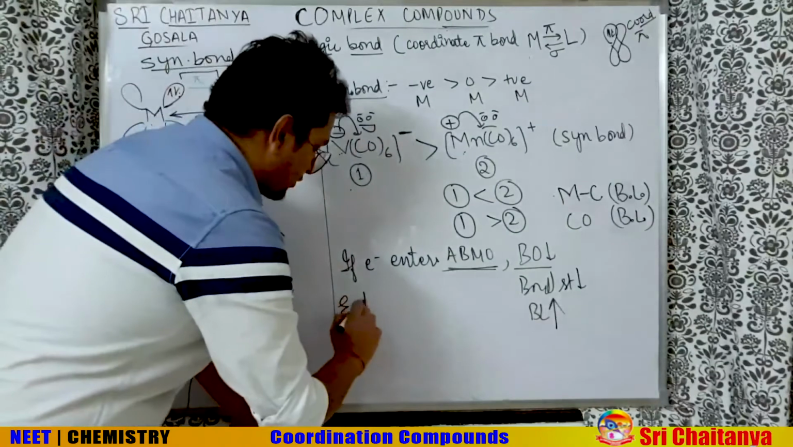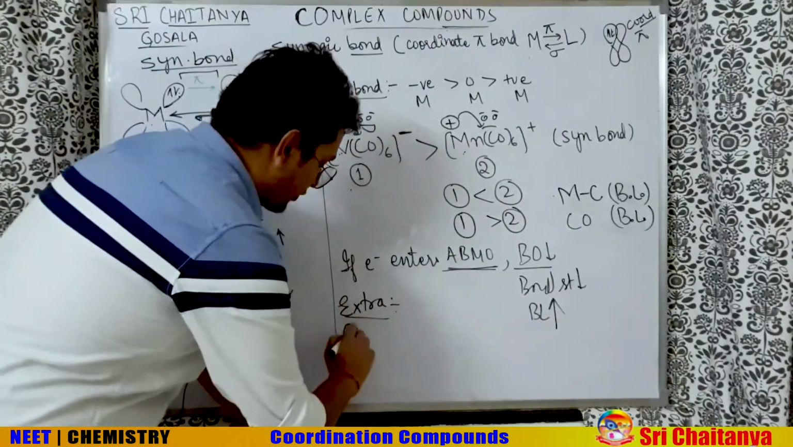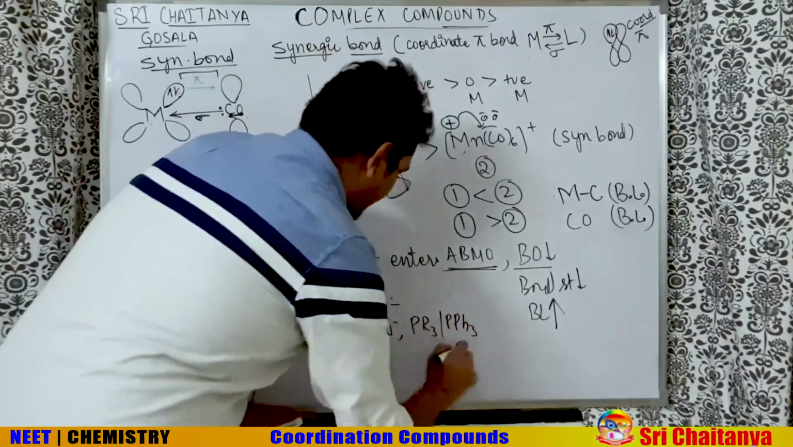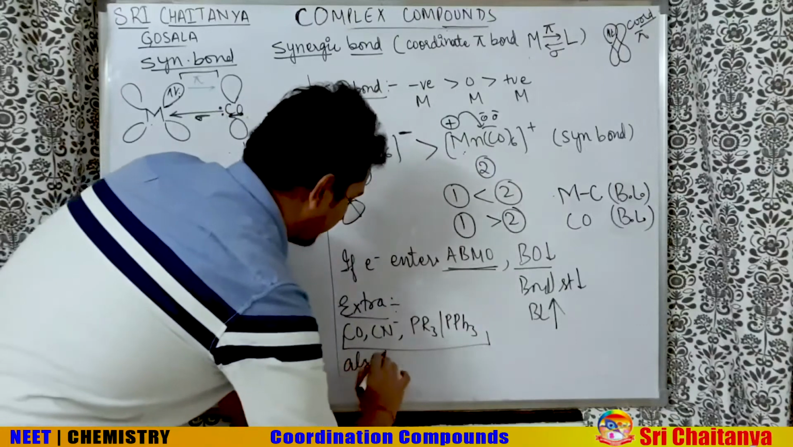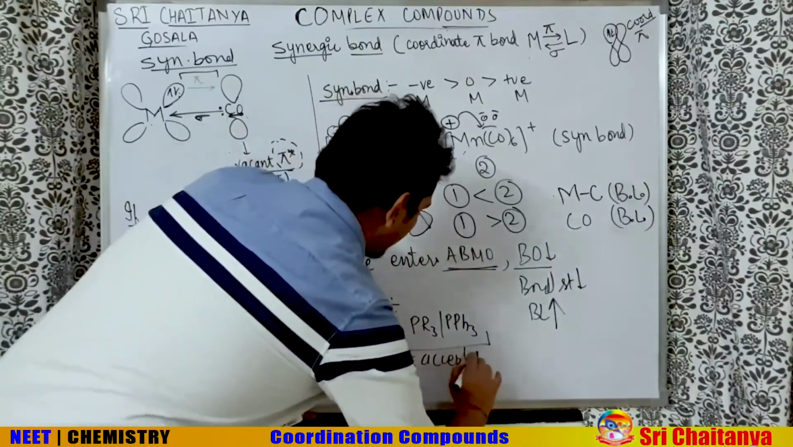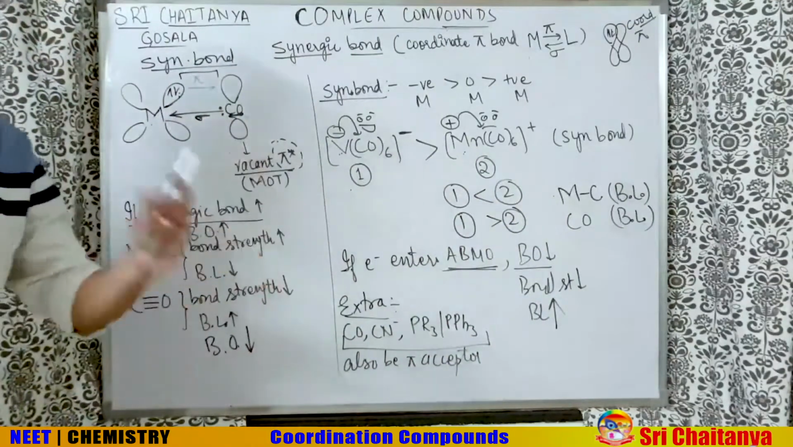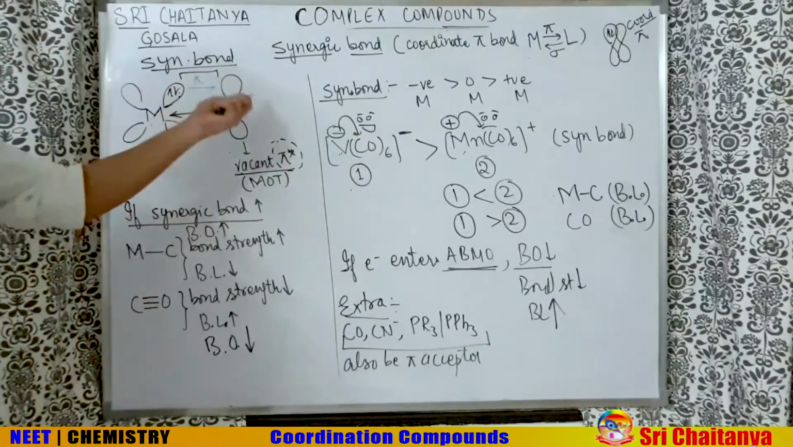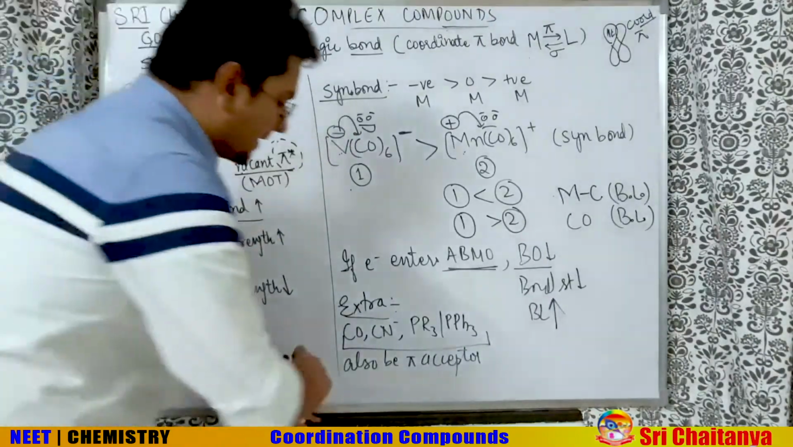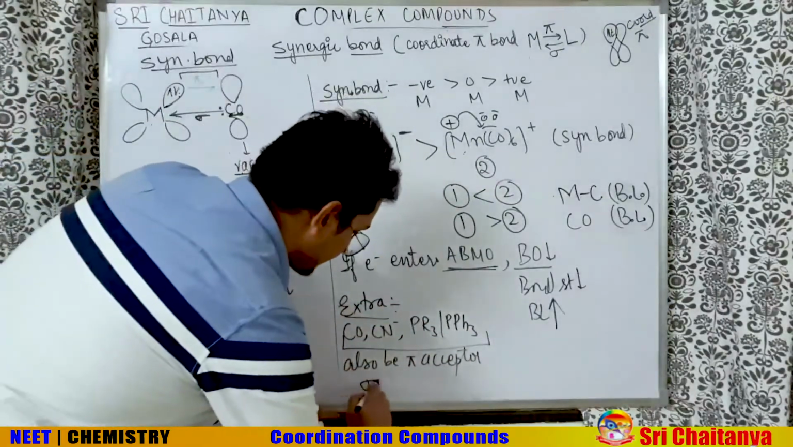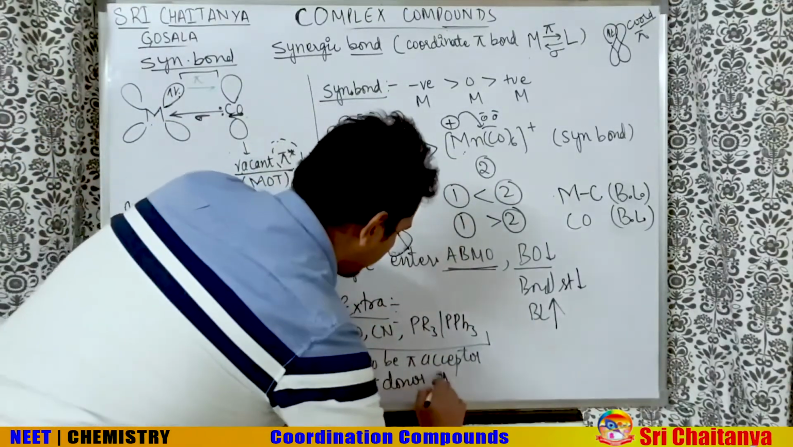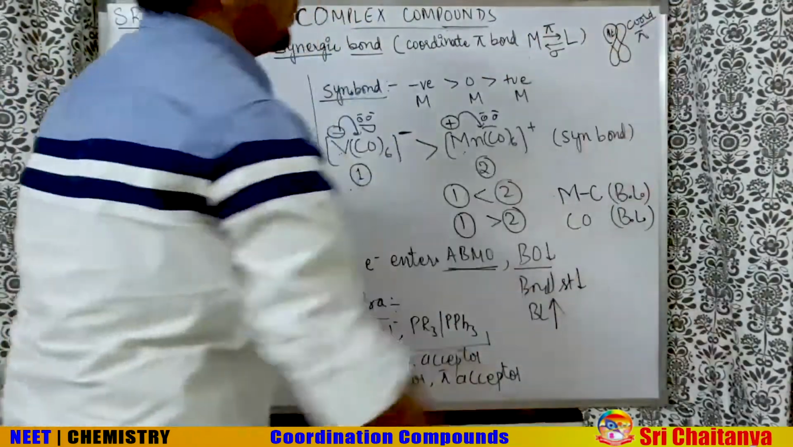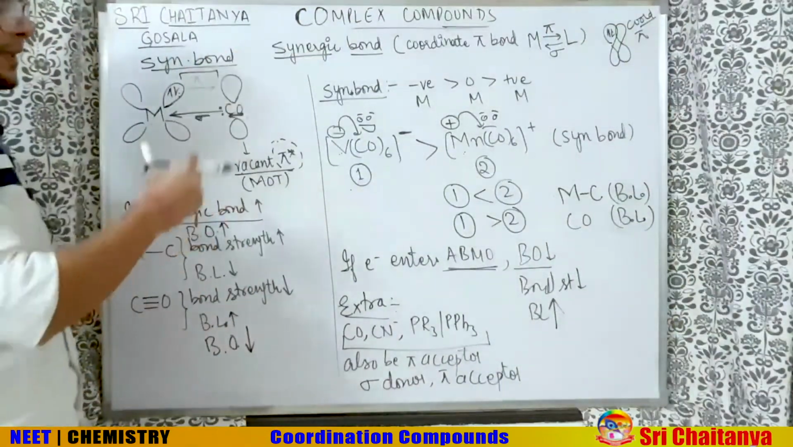Now, extra information which is not much useful, but they can ask you: apart from CO, CN minus and PR3, PPh3, these can also be pi acceptors. That's why CO, CN minus, PR3, PPh3, they are also pi acceptors. They can also accept the lone pair from the central atom through synergic bond. So sometimes they are also known as sigma donor and pi acceptor. You can understand, they will donate through the sigma bond and they will accept through the pi bond. So they are donating the electron through sigma bond, accepting by pi bond.